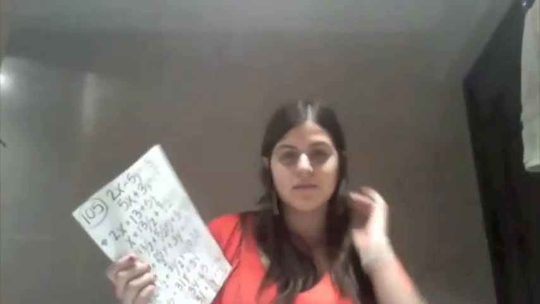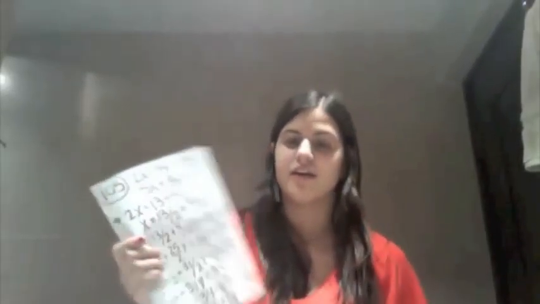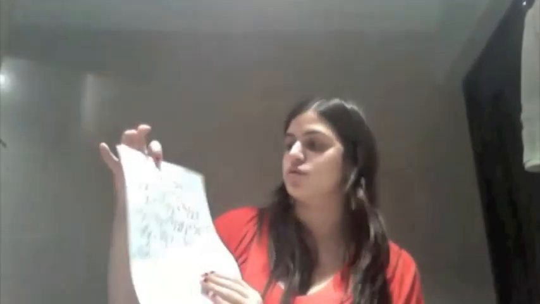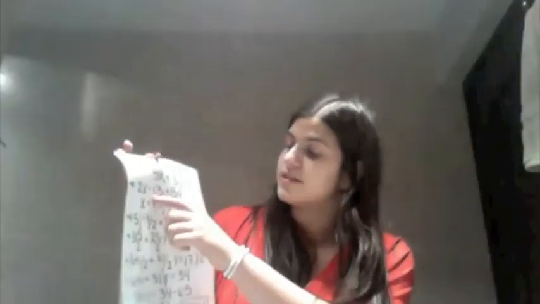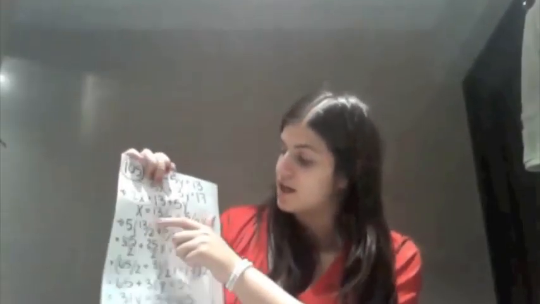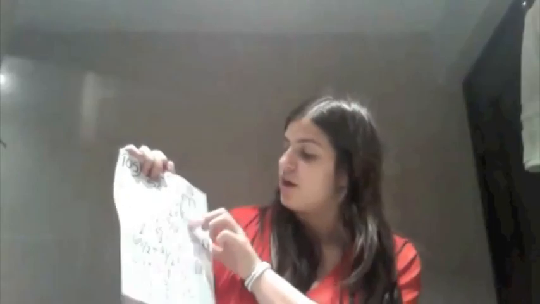Okay, the next problem is solved by the substitution method. The first step you need to do is choose one of the two equations. In this case, we chose the one on the top. So 2x equals 13 plus 5y. We isolate it and we get x equals 13/2 plus 5/2 y.